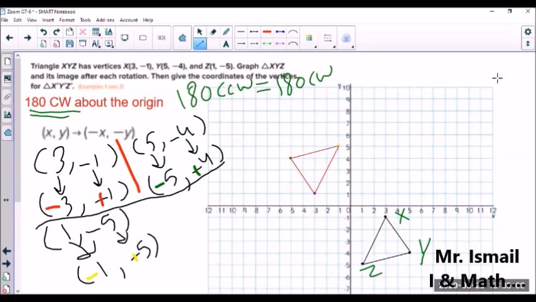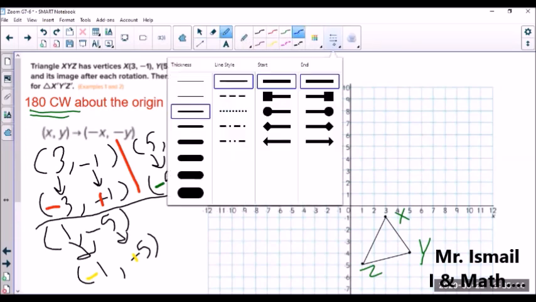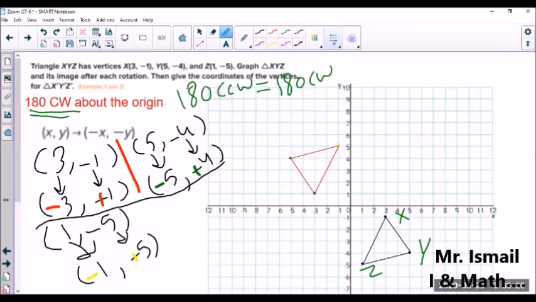And let's name the triangle. -3, -1 is X prime. Y prime is -5, 4. Z prime is -1, -5. To see the 180, let's see. You want to see 180.